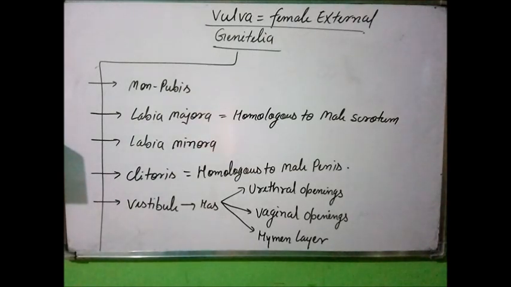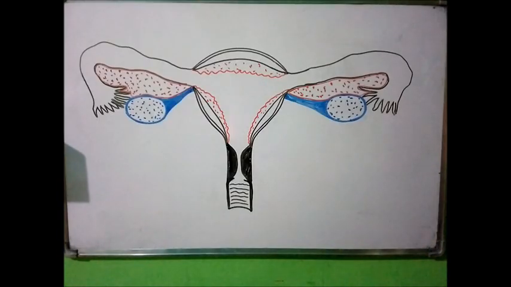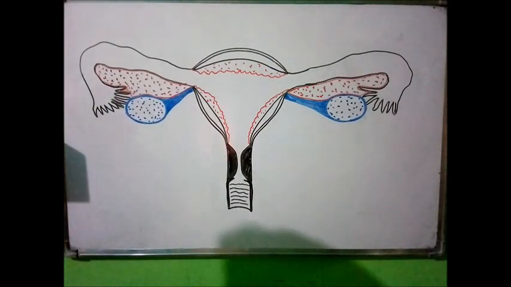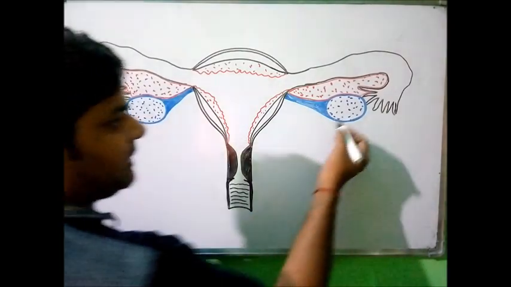Now after this we will see the detailed structure of female reproductive system, and then we will also talk about the detailed structure of female external genitalia. Okay, so let us start. Now see, the female reproductive system that I have explained can be divided into different zones. Now the first structure, the main structure of female reproductive system is ovary.